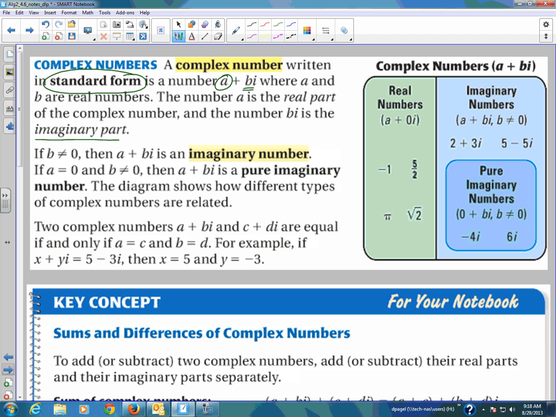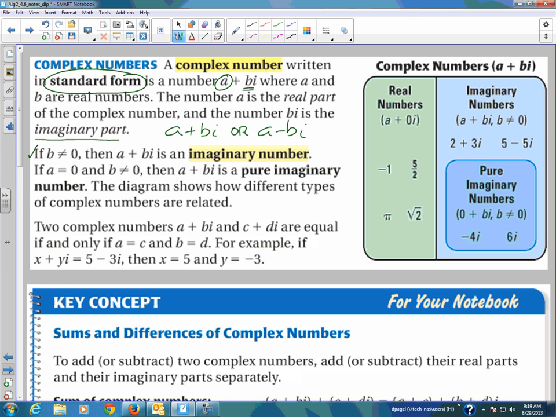It can also be a minus bi. So when we write our solutions for these complex numbers, we're always going to want to write our answers in complex form, or standard form. If b can't be equal to 0, then we have a plus bi as an imaginary number. If a happens to be 0 and b cannot be 0, then we have just a bi situation, and that is known as a pure imaginary number.